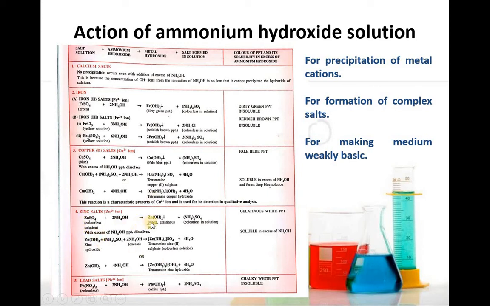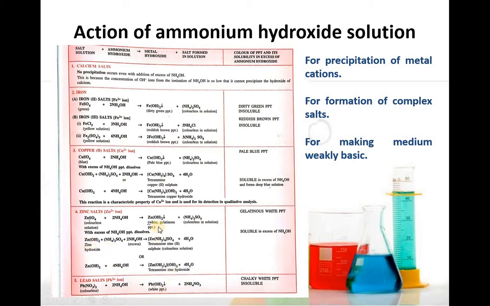Now for zinc. Zinc salts also first give a white gelatinous precipitate. This precipitate will dissolve in ammonium hydroxide. In excess ammonium hydroxide it forms tetramine zinc sulfate, which is a colorless solution. Both equations are shown like those for copper sulfate. So it is soluble in excess NH4OH. Now for lead nitrate, in NH4OH you get a white precipitate of lead hydroxide. It is insoluble in excess.